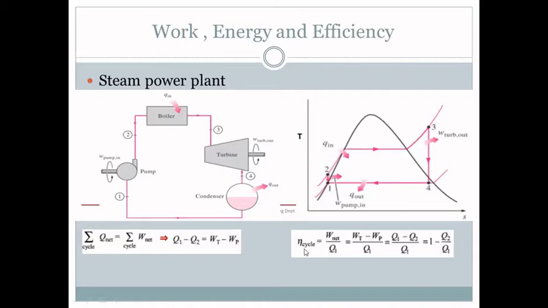The second equation talks about the efficiency of this cycle, where Q1 is the heat transfer to the working fluid, Q2 is the heat transferred from the working fluid, WT is the work transferred from the working fluid, and WP is the work transferred to the working fluid. And equation 2 represents the efficiency of the vapor power cycle.